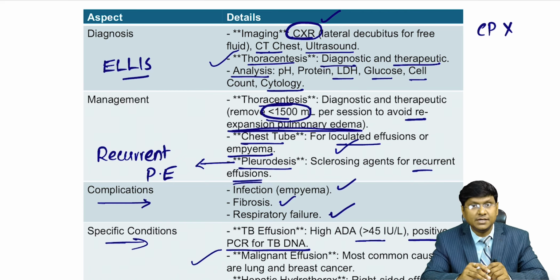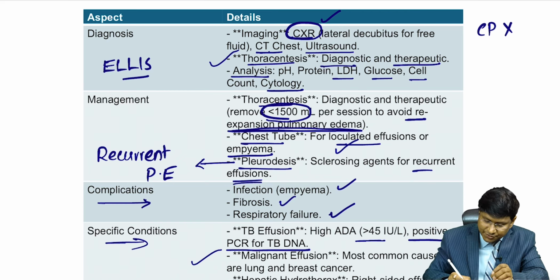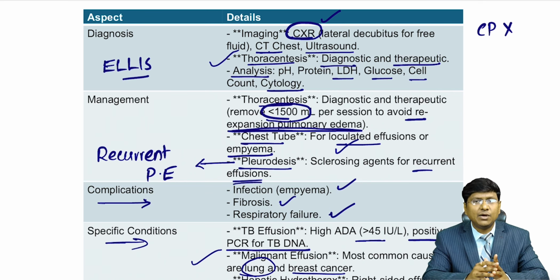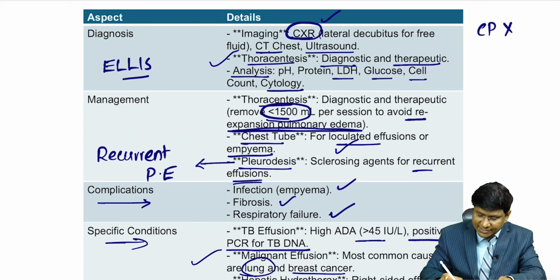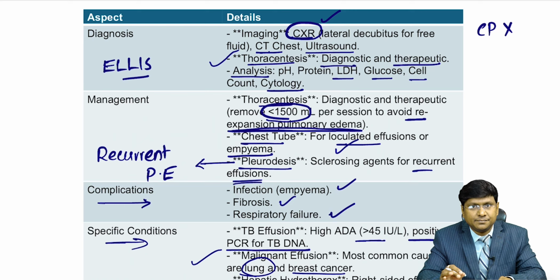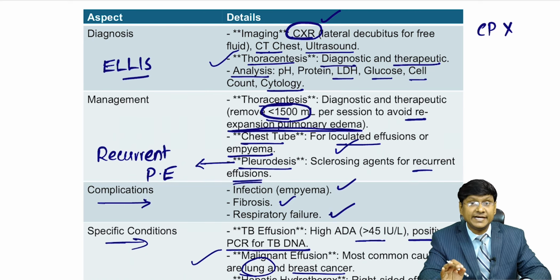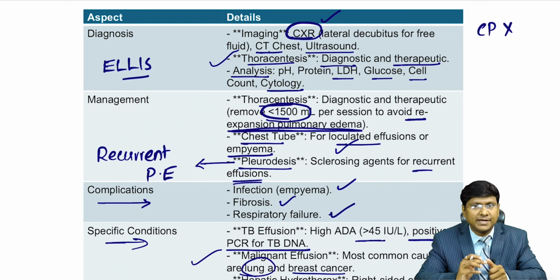Next is malignant effusion. The most common cause for malignant effusion will be the bronchogenic carcinoma or the breast carcinoma. Next important is the hepatic hydrothorax. Now, what exactly is this hepatic hydrothorax? In patients with cirrhosis of liver, there will be right-sided pleural effusion, and that too a transudative type of pleural effusion. The other condition where you can have right-sided pleural effusion is amoebic liver abscess.